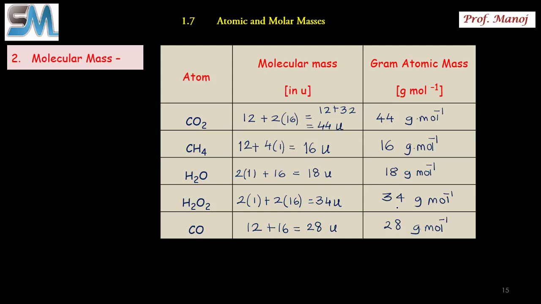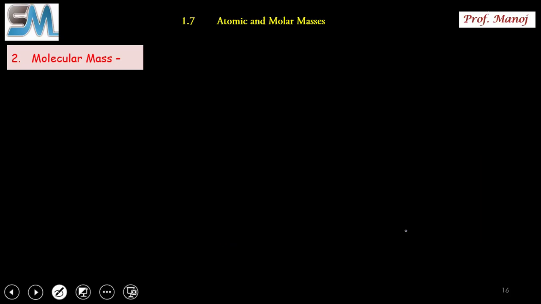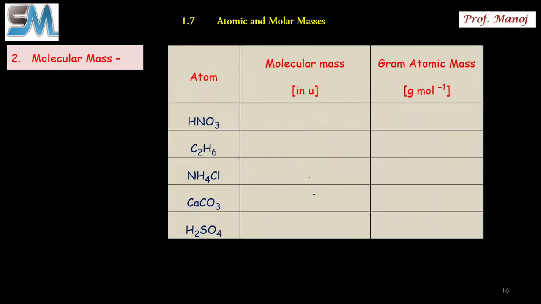We are considering those particular examples which they usually ask in most of the exams. So this is a good practice for you. Hydrogen 1, nitrogen 14, oxygen is going to be 48, 16 into 3. So this is going to be 63 U, or 63 gram per mole.